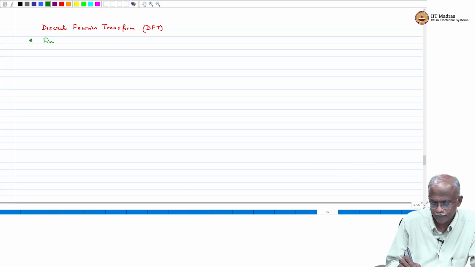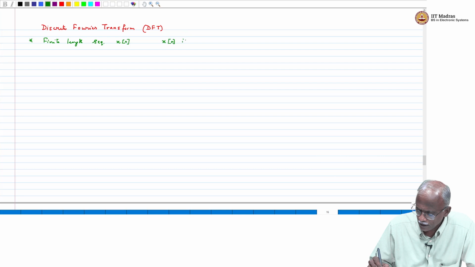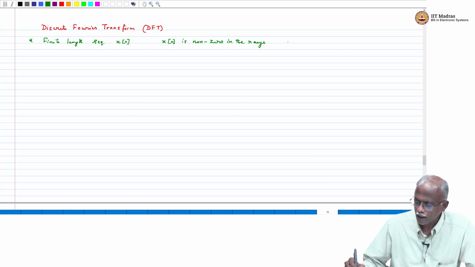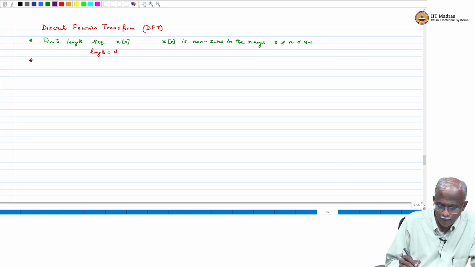So what we want to summarize is that we have a finite length sequence x of n. And this x of n is non-zero in the range n greater than or equal to 0, less than or equal to N minus 1. So basically it has a length equal to N. Now we can always append zeros if needed.